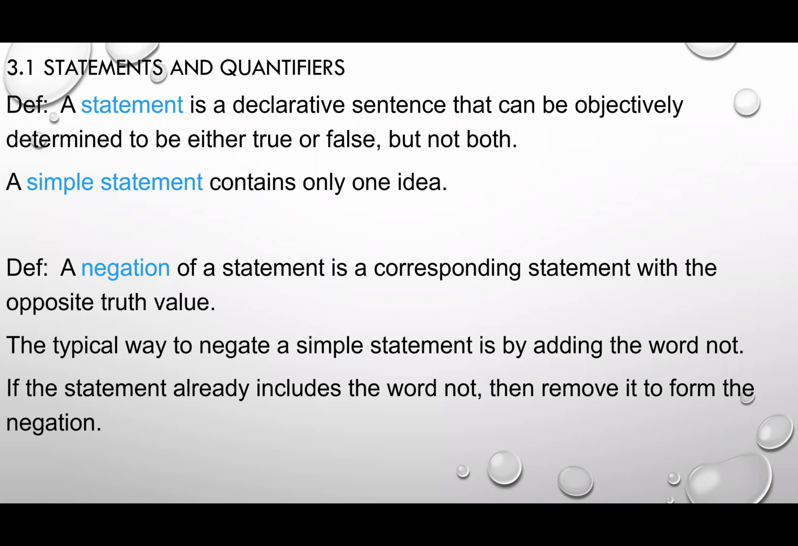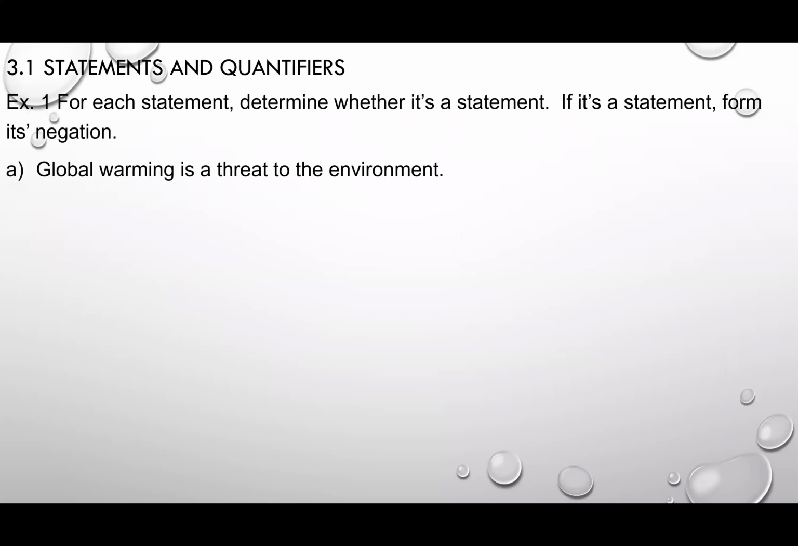So for now, we want to know, if I give you a sentence, can you identify if this is a statement or not? Because there are some sentences that are not statements, okay? So in example 1, we ask: for each sentence, determine if it's a statement or not. And if it is a statement, form its negation.